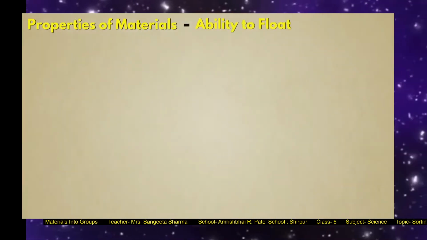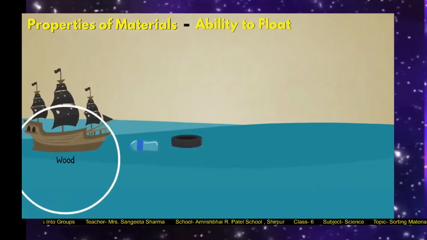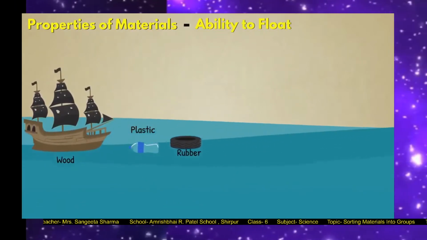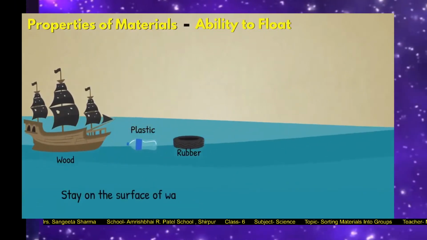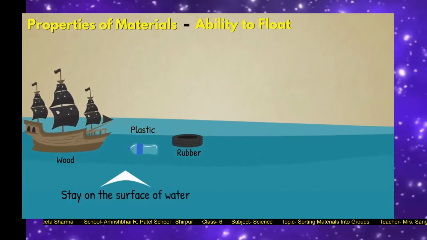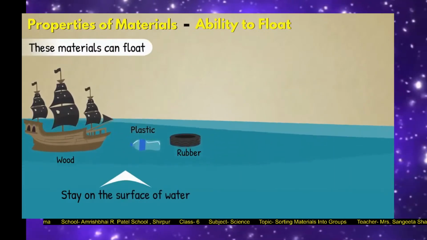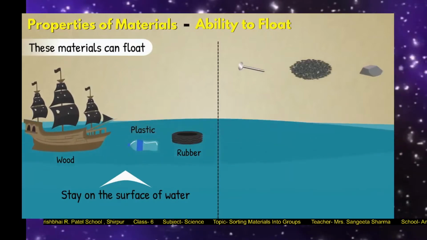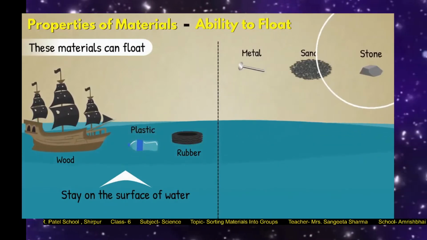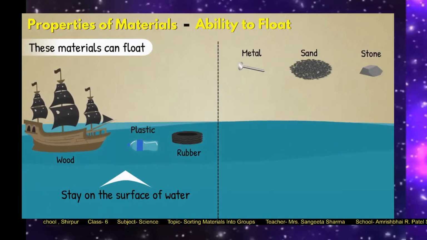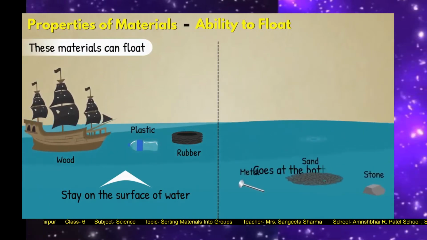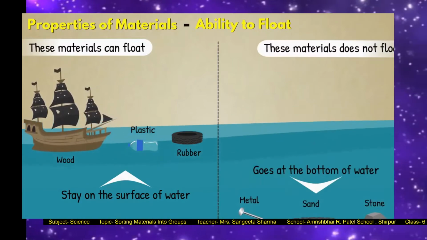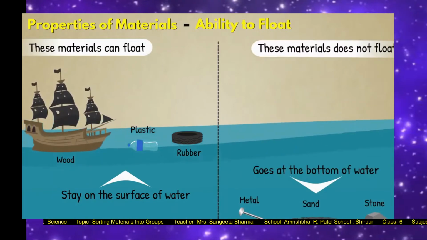Ability to float. Some materials such as wood, plastic, rubber, etc. have ability to stay on the surface of water. We say that these materials can float on water. There are other materials such as metals, sand, stone, etc. which when dropped in water go to the bottom. That means these materials do not float on water.